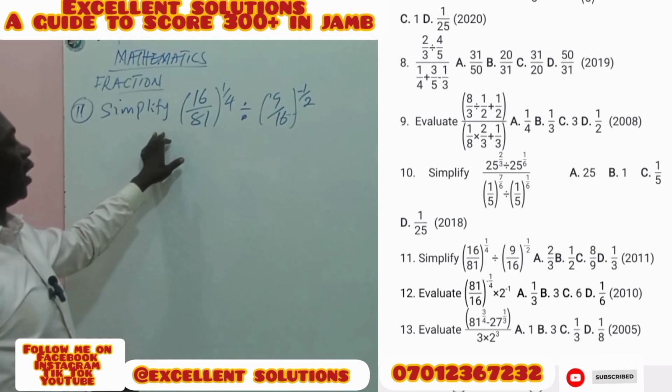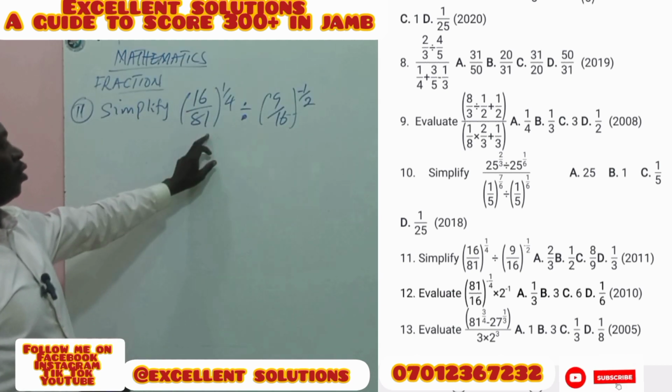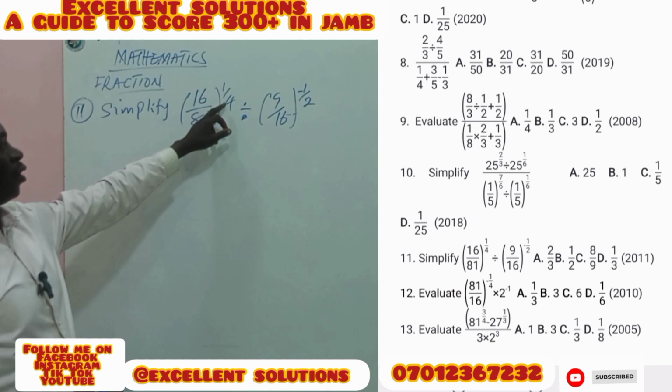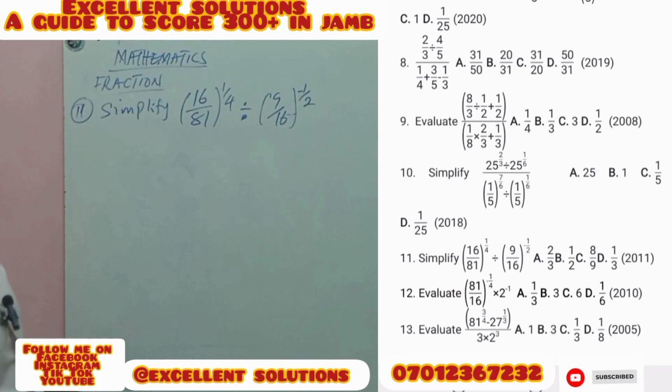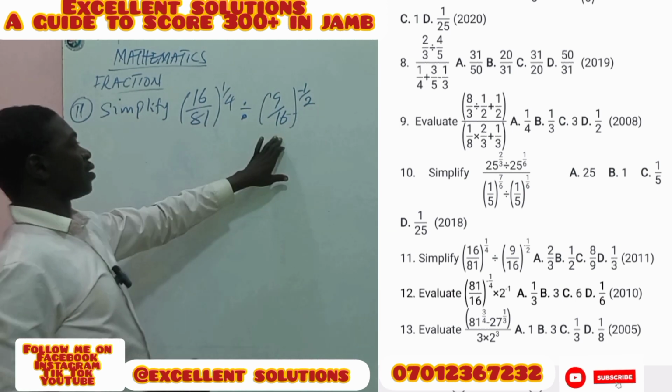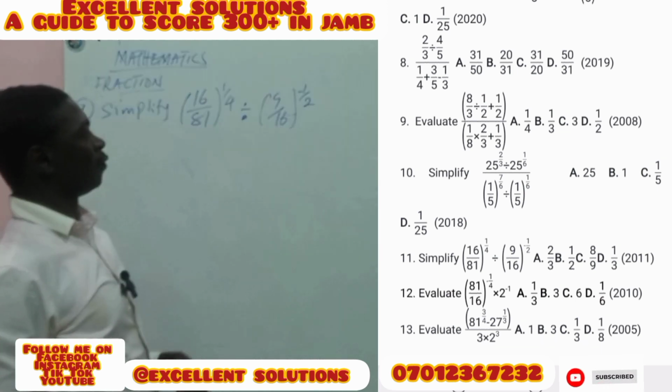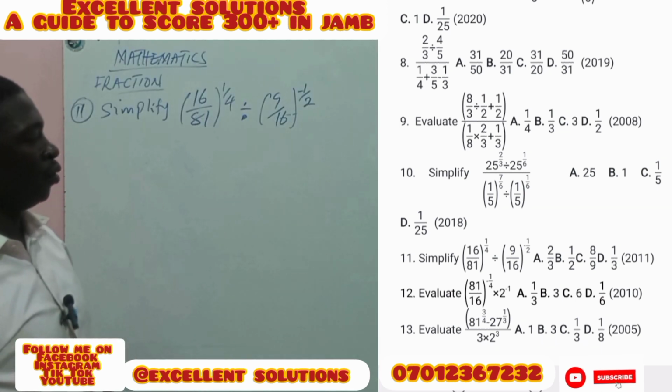It says simplify in bracket 16 over 81 plus bracket raised to the power of 1 upon 4 divided by 9 over 16 in bracket raised to the power of minus 1 upon 2.